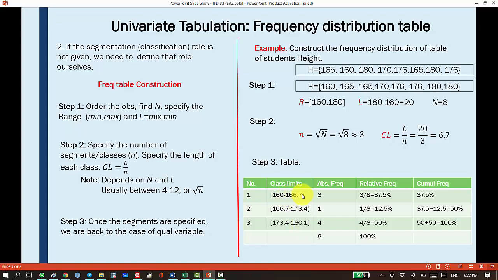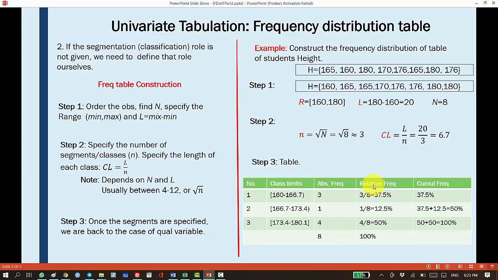Remember that the upper limit of a class, you can include it in this class or in the next class, depending on your choice. Now we calculate the number of observations in each class. In 160 up to 166.7, we have 3 observations, and those are 160, 165, and 165. In the second class, 166.7 up to 173.4, we have 1 observation, which is 170. In the last class, we have 4 observations, which are 176, 176, and two 180s.